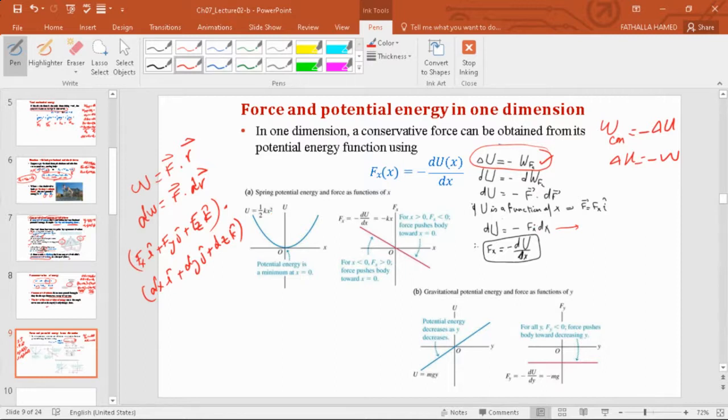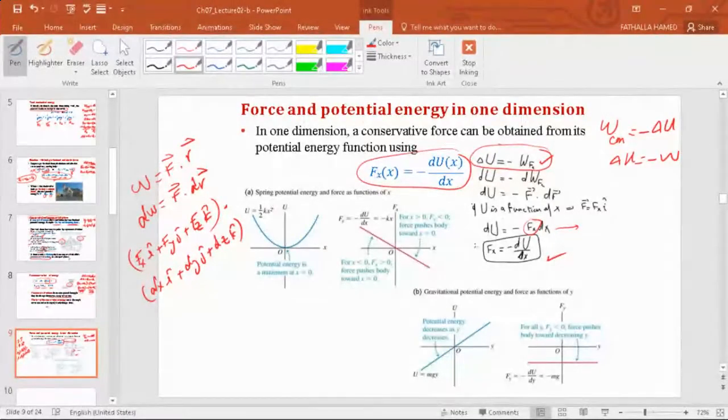So now the Fx here will equal to minus dU by dx. So that's what we have here. Fx is equal to minus dU by dx. And that's the relation now between the varying force and the potential energy.